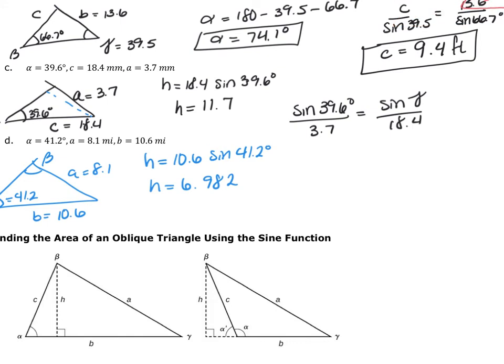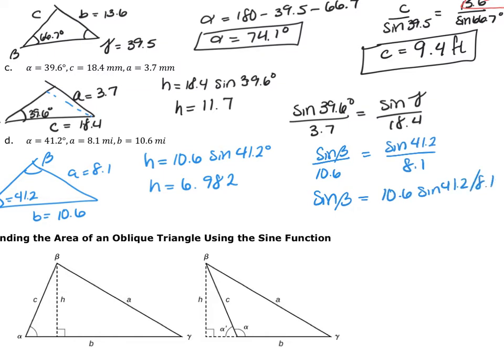All right, so I'm going to start out with the sine of beta over 10.6 as the sine of 41.2 is to my side A, which is 8.1. So the sine of beta is equal to 10.6 multiplied by the sine of 41.2 divided by 8.1, which is equal to 0.86. I'm going to run it out to about 4 decimal places, 0.86199. So this is the sine of beta.